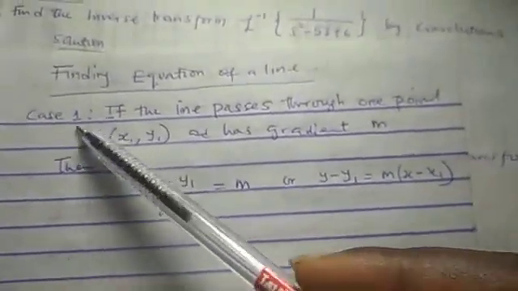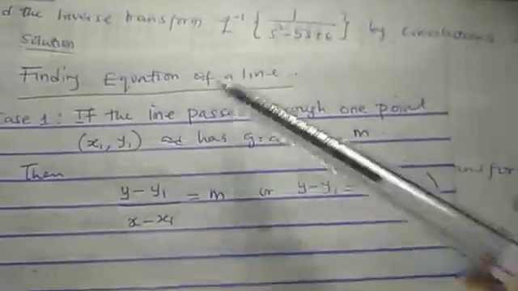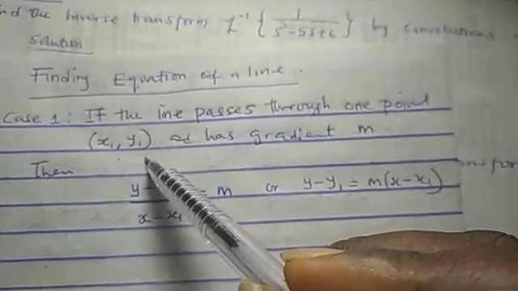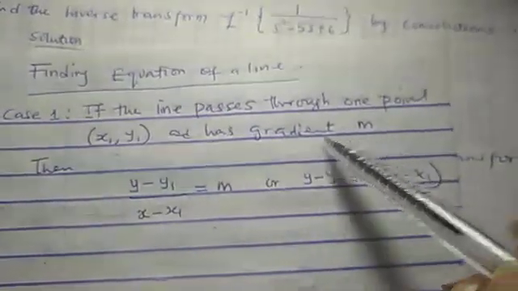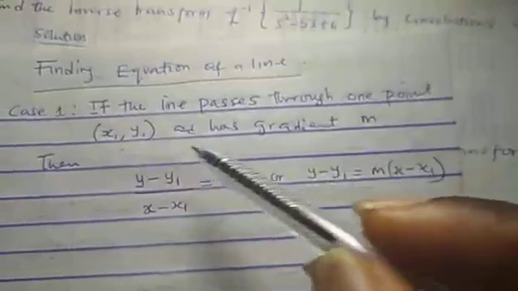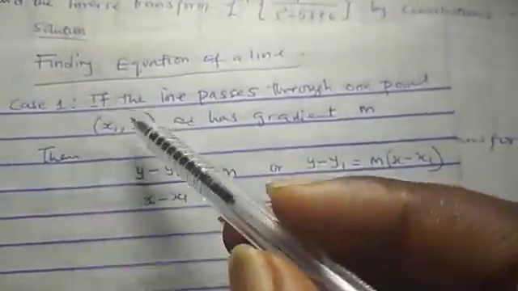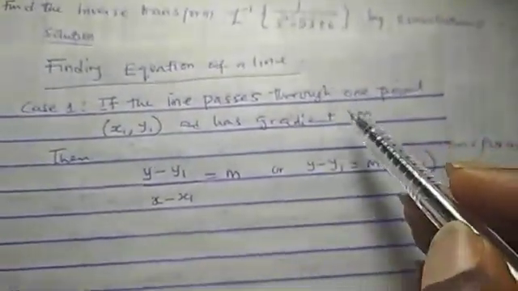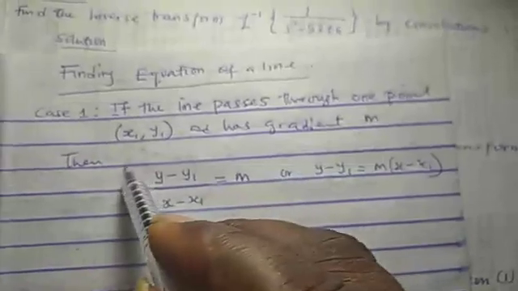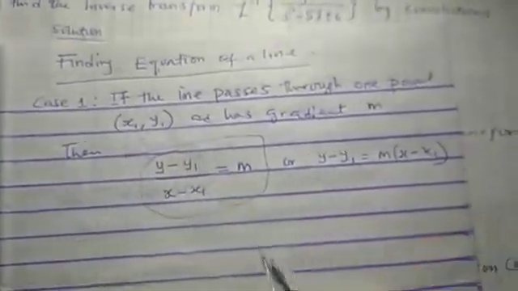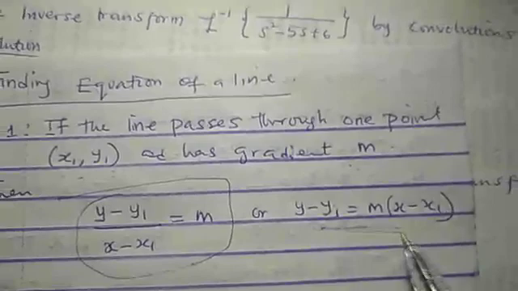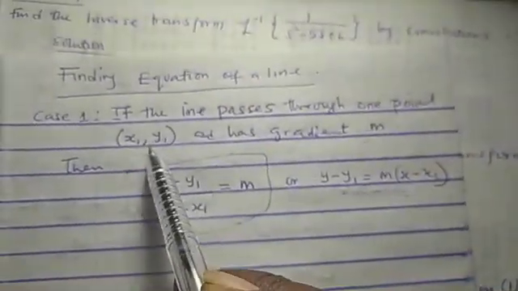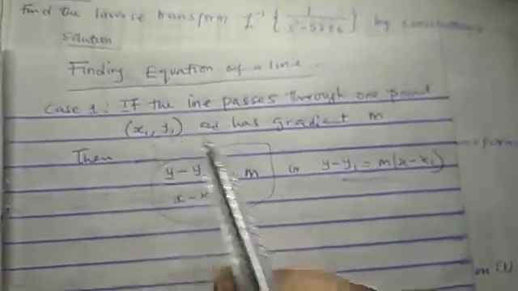The first one, I'll consider case 1. Case 1 is that if the line passes through one point (x1, y1) and the line has a gradient, that simply means if you are given one point and a gradient as well, this is the formula we use. This is the formula for finding the equation of such a line. Anytime we want to find the equation of such a line, we must know the gradient and a point that the line passes through.